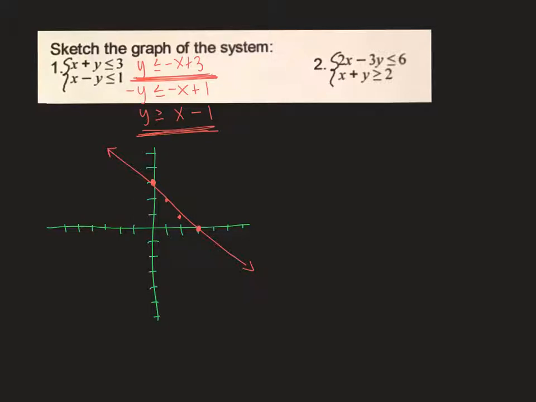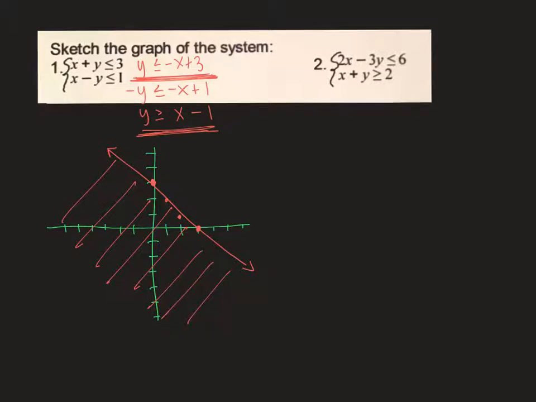If you're not sure, you can always test a point. If it doesn't go through the point 0, 0, that's the point I always use. So if I plug 0 in for y and x, I get 0 less than or equal to 3, which is a true statement. So I would shade in the direction of 0, 0.